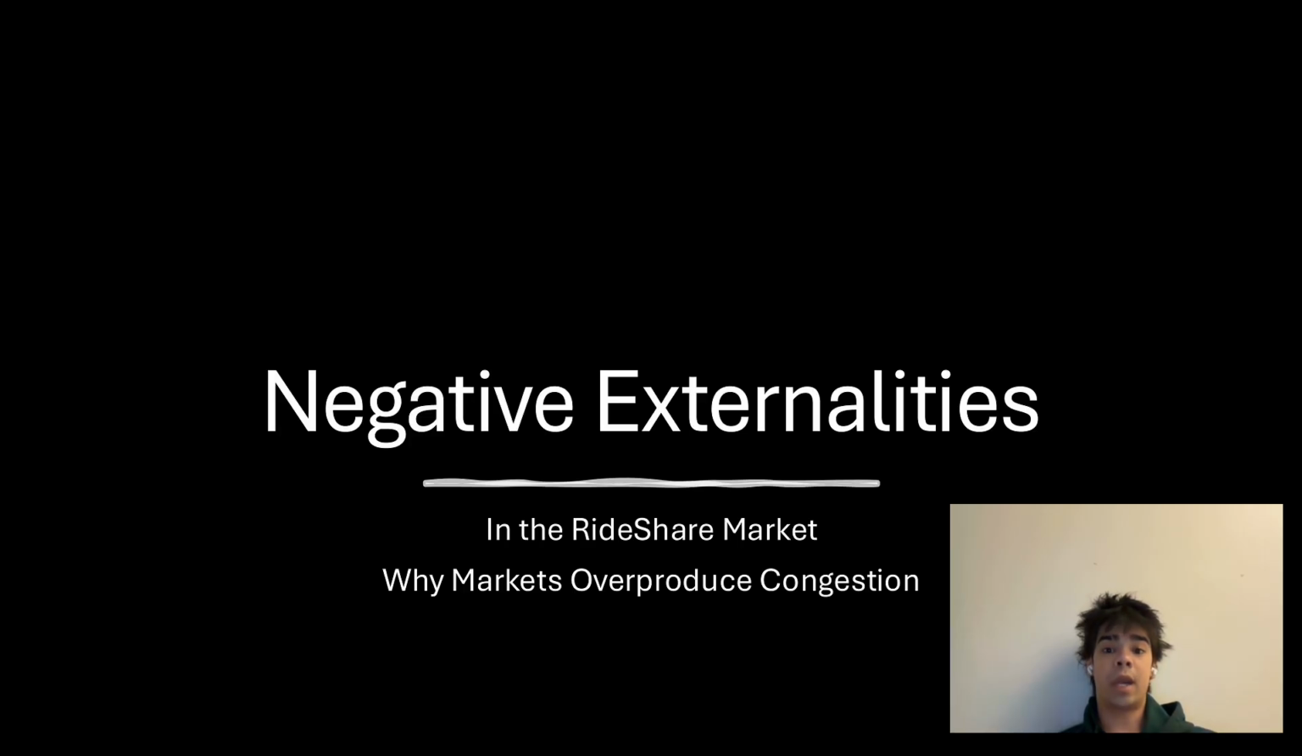So in summary here, a negative externality occurs when a market activity imposes a cost on third parties. In the rideshare market, congestion creates a gap between private and social costs, leading to overproduction and deadweight loss. By using policies like congestion pricing, governments can internalize external costs and restore efficiency.